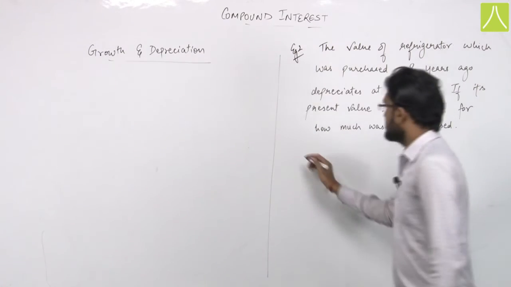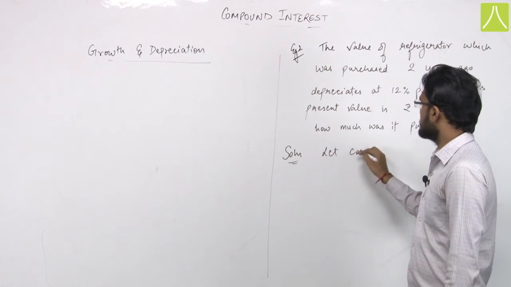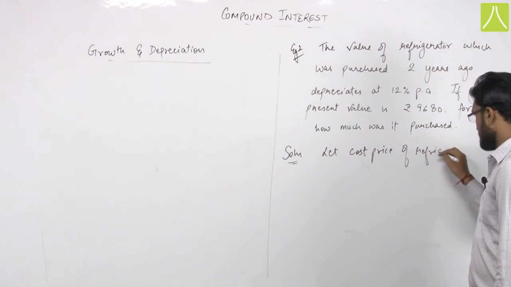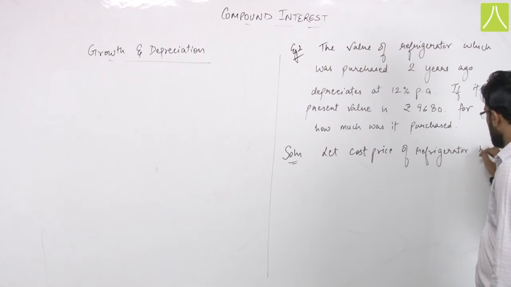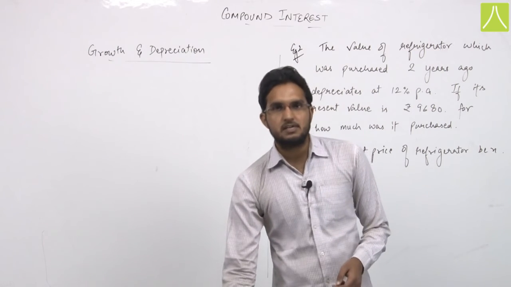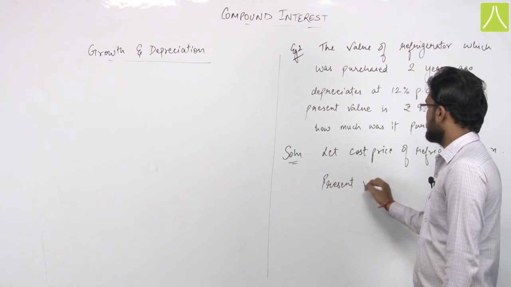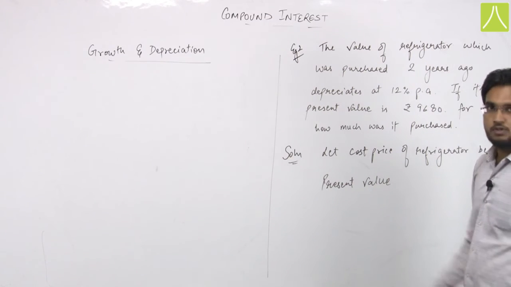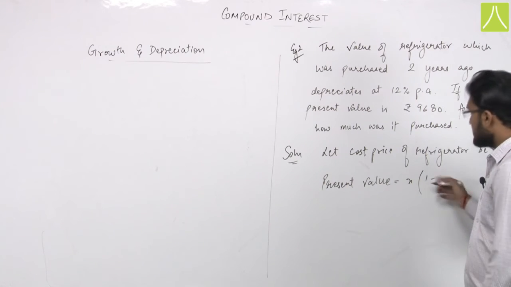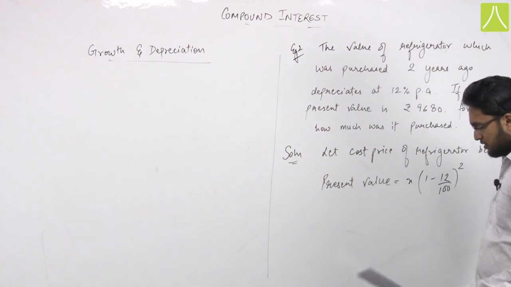So let the cost price of the refrigerator be X. If I have to calculate the present value, that is the amount, it will be equal to X into 1 minus, the rate being 12%, 12 upon 100, for the period of 2 years.